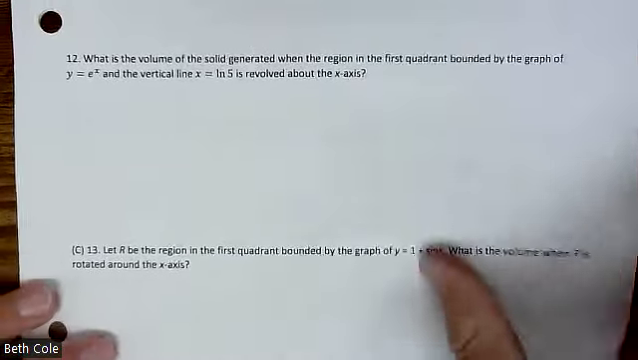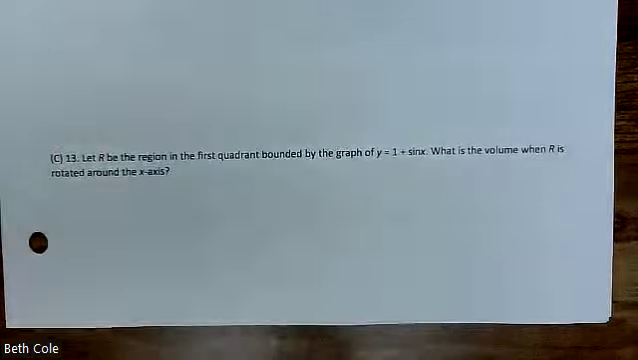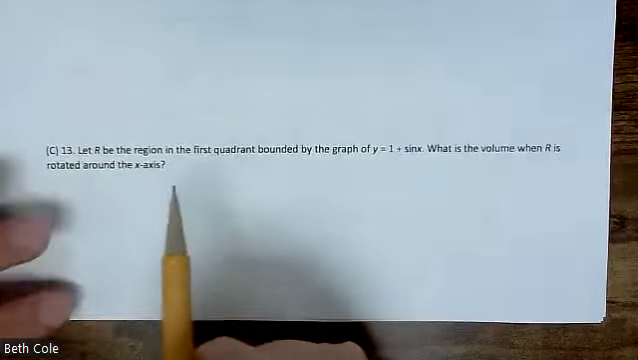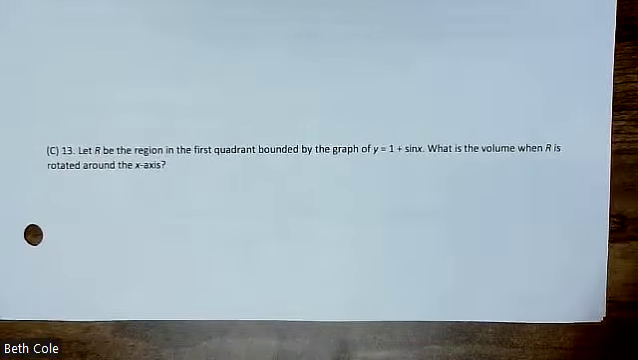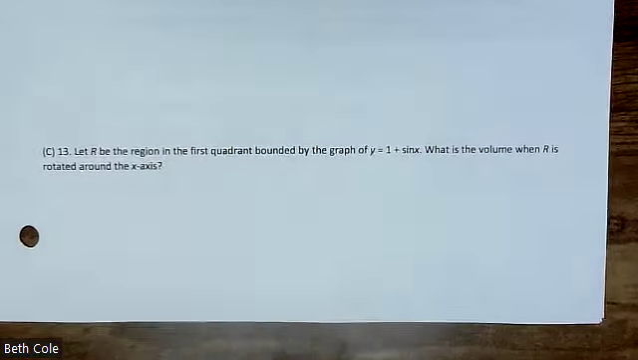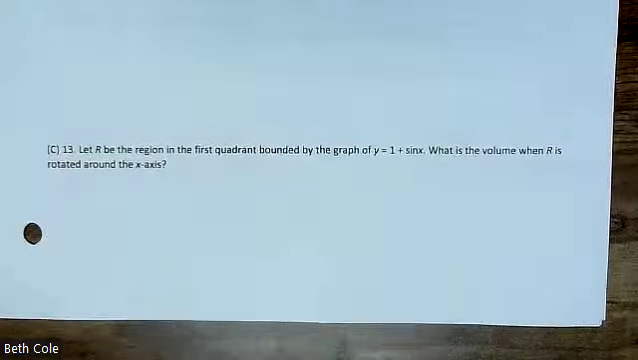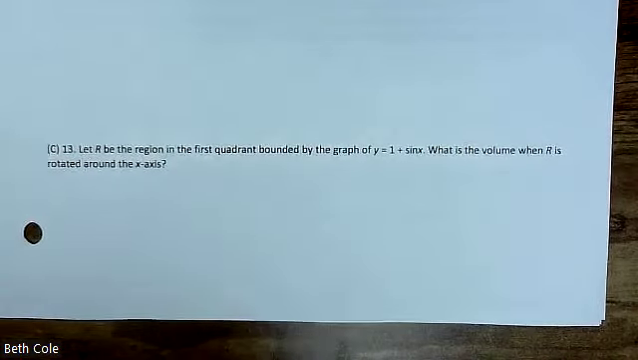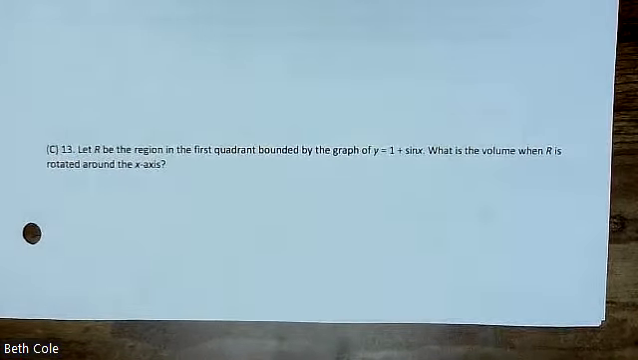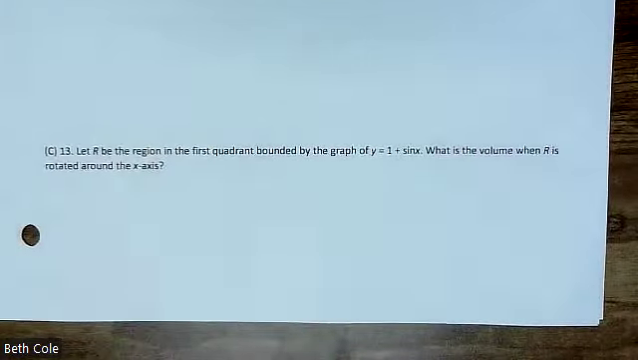We're going to do 13 next. See how there's a C next to it? That means you get a calculator for this one. Again, on the test, I divided it into 2 separate sections. So let R be the region in the first quadrant bounded by 1 plus sine of x. First of all, what does just sine of x look like? It's a wave, and it starts at 0, 0. Good, perfect. This one just moved up 1.